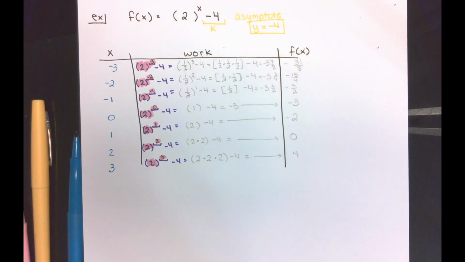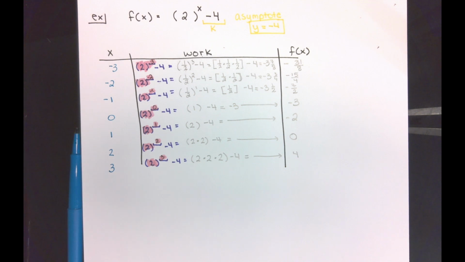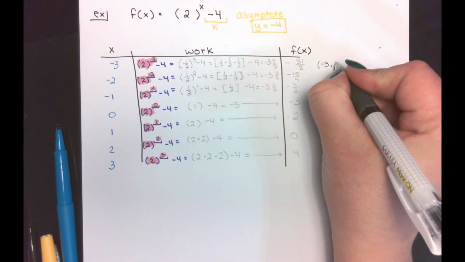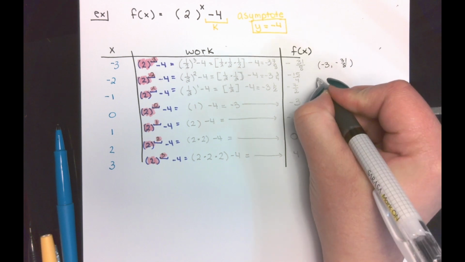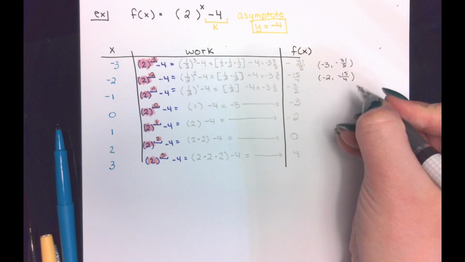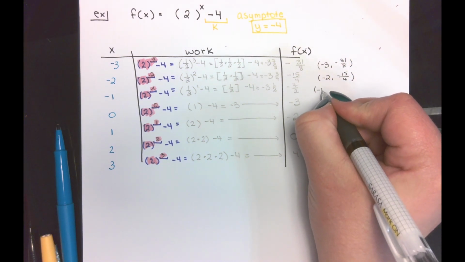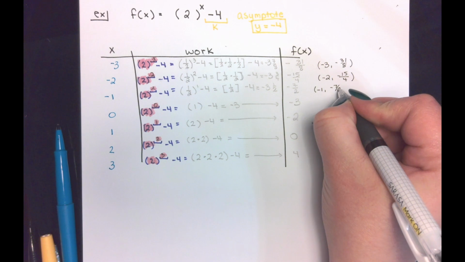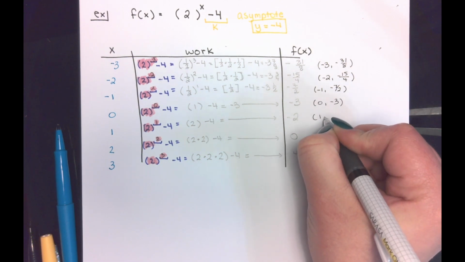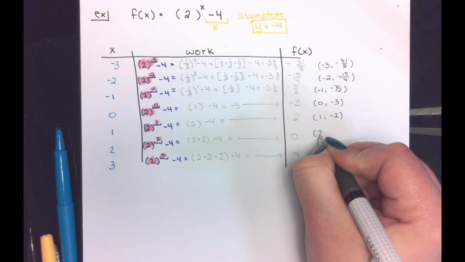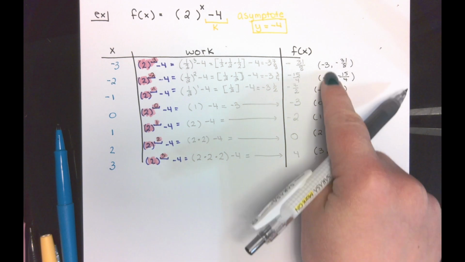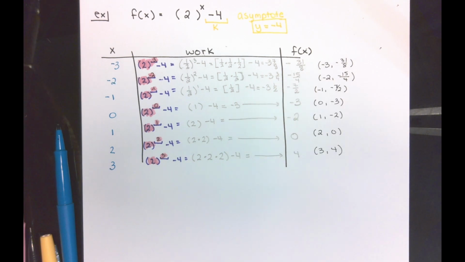That means we've created an input and an output for our function. We got an input of -3, an output of -31/8; an input of -2, an output of -15/4; an input of -1, an output of -7/2; an input of 0, an output of -3; an input of 1, an output of -2; an input of 2, an output of 0; and an input of 3, an output of 4. And so these are the ones that you're going to be graphing, an input and an output.